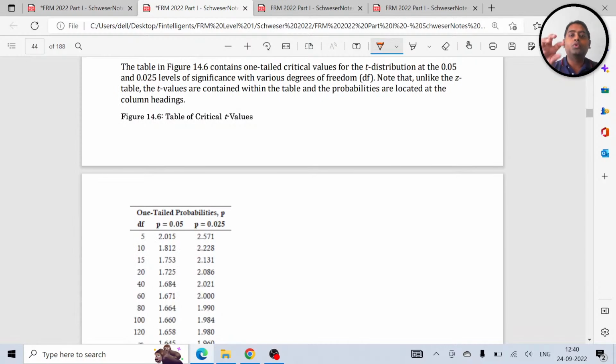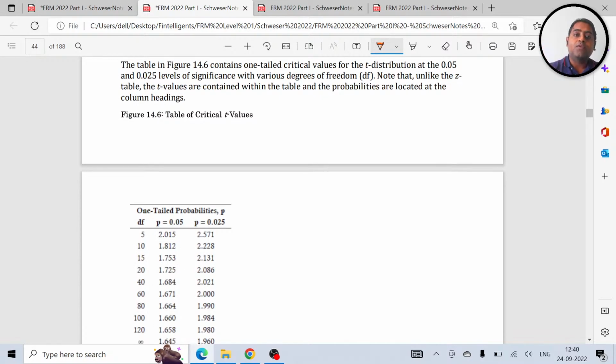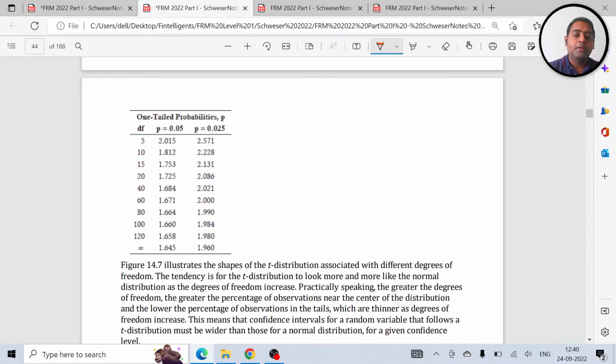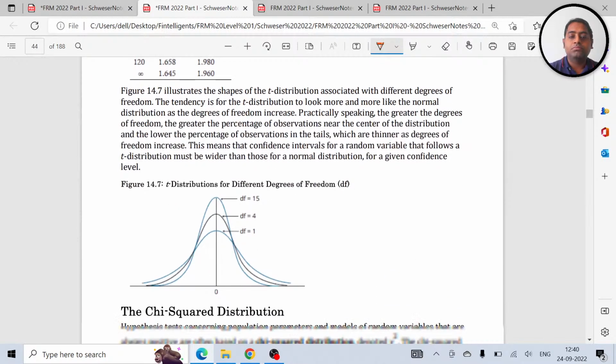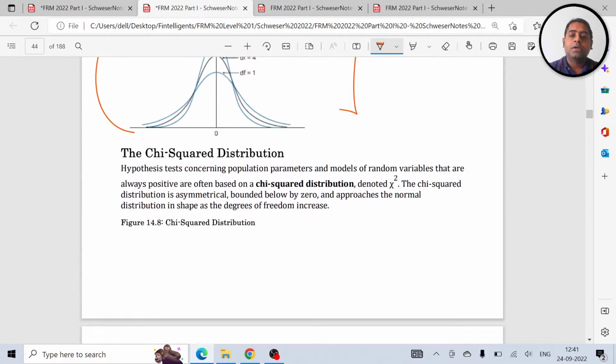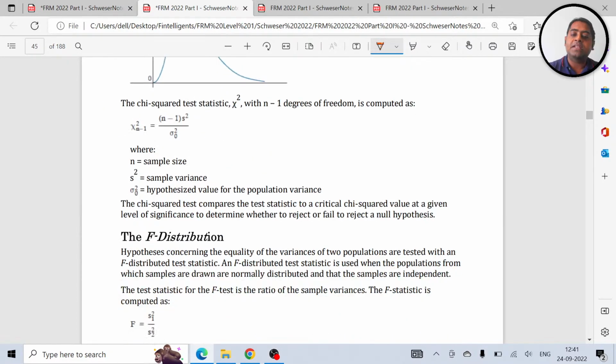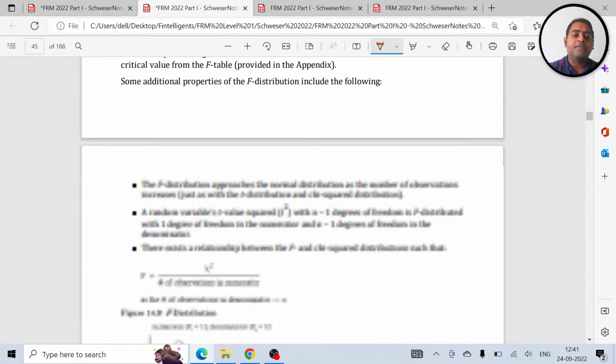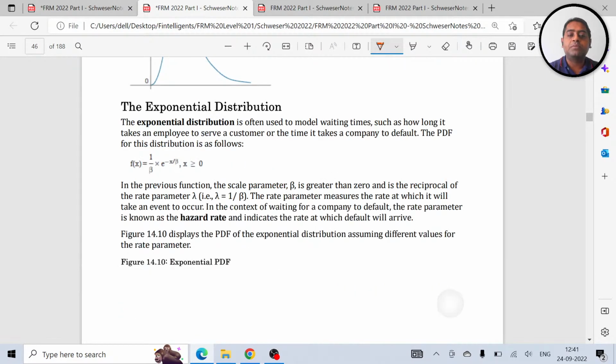Okay, table, you should know how to get the values from the table. I've not heard of students being tested heavily from this perspective, so not so likely. This diagram says that as the degrees of freedom increase, your student distribution becomes more of a normal distribution. Chi-square, very low chances that they might ask all of them. F, exponential distribution, very low chances. If they want to make it complicated, then they might go and test.